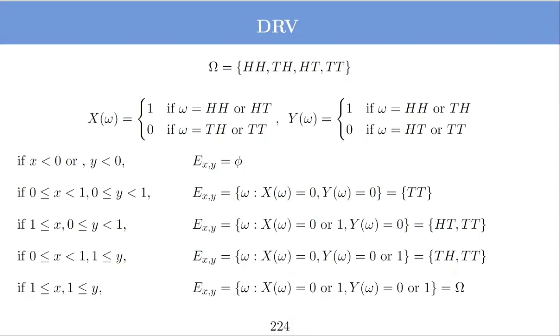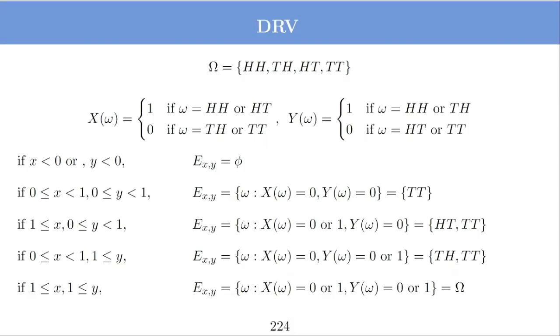So we need to compute the joint distribution of this. We have to take all the values of x and y possible in the 2D plane and first calculate the pre-image E_XY, which is the set of all omega such that X(omega) is less than small x and Y(omega) is less than small y. So if small x and y are both less than 0, then what are the X(omega) which are less than this value x?